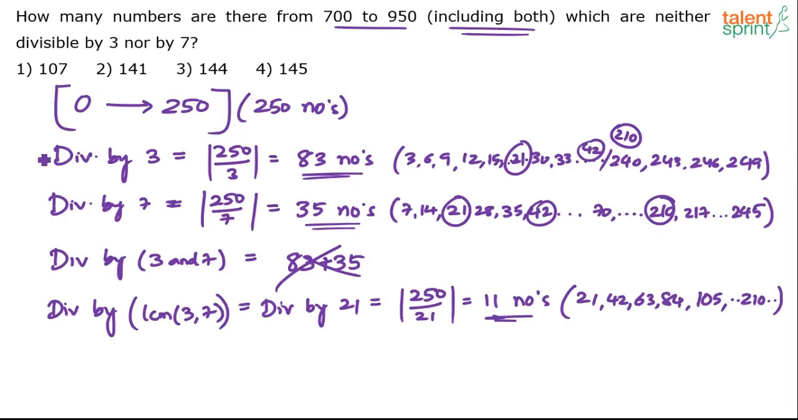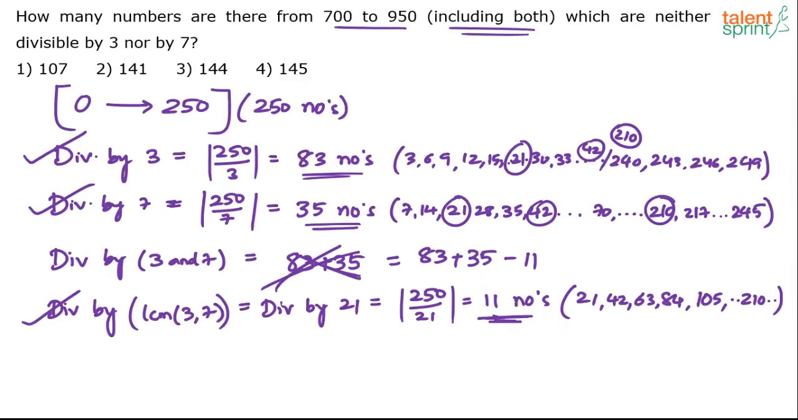You're getting it? So numbers divisible by 3 are 83, numbers divisible by 7 are 35, numbers divisible by both, their multiples, are 11. So that's why I said if you have to find out the total number of numbers which are divisible by 3 and 7, you cannot take simply 83 plus 35. This would be wrong. It should be taken as 83 plus 35 minus 11. That's why 83 plus 35 was wrong. Why was it wrong? Because by adding 83 and 35, we are counting these 11 numbers twice. So I have to remove that once. So I'll take 83 plus 35 minus 11.